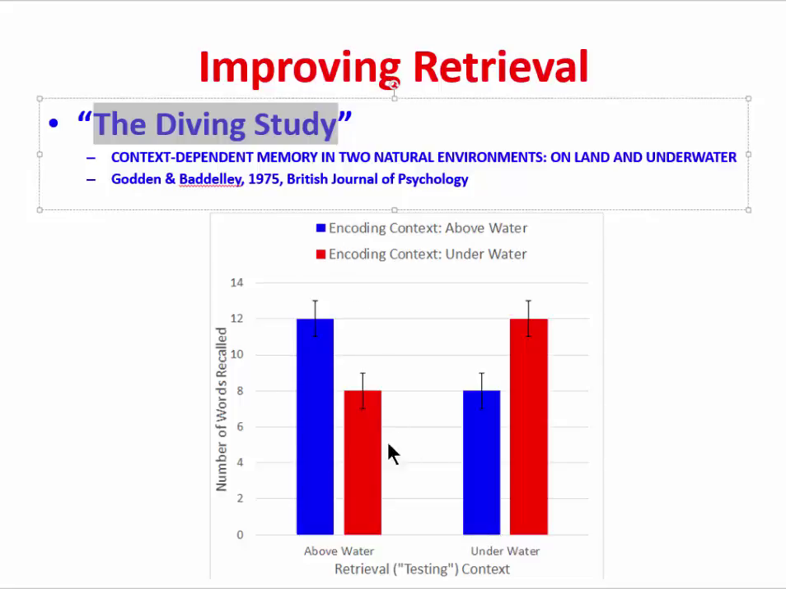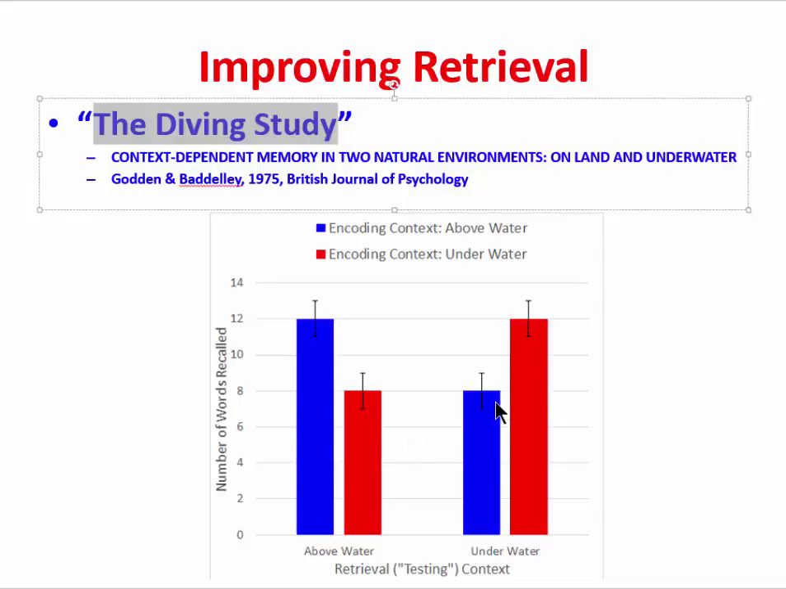As you can see here, when people were asked to retrieve information that had been encoded above water, we had a relatively high level of words recalled. This is the case because we had a match between the encoding context and the retrieval context. They were both above water. We can contrast that with a mismatch between the encoding context, which here occurred underwater, and the retrieval context, which here was above water. These are words that are not intrinsically more difficult to recall, but because we had a context manipulation, we can see a difference between the blue and the red here.